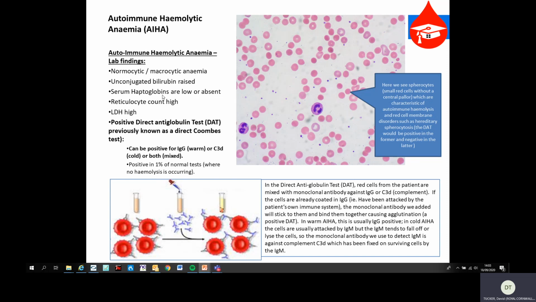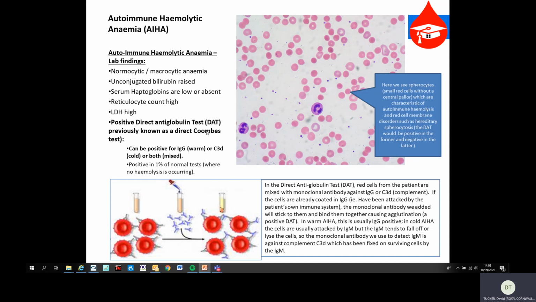They're actually a good marker, because the rest of these are not all that specific. LDH could be high in infection or trauma or surgery or necrosis. Reticulocytes could be high if they're just trying to replace red cells, even in bleeding. Bilirubin can be high for lots of reasons, as you know. So haptoglobins are quite sensitive and specific for hemolysis.